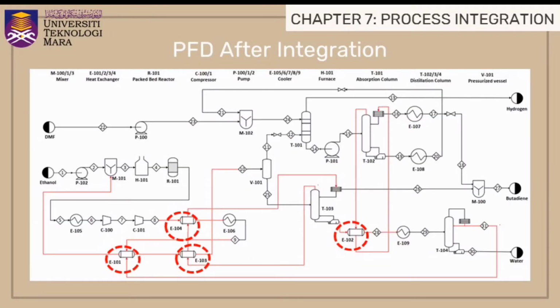The process flow diagram after integration has been constructed based on the HEN diagram. From this PFD, there are additional 4 heat exchangers which are E101, E102, E103, and E104, and there are 5 coolers based on the result from the previous HEN diagram. Therefore, the total number of coolers and heat exchangers after the integration is 9.